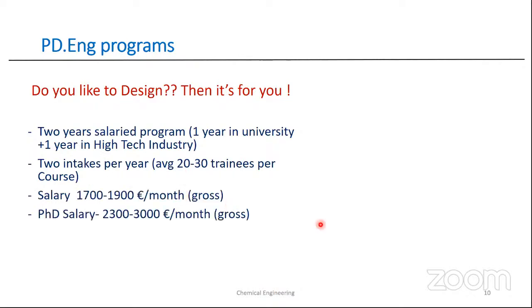And this is the salary. I've just given an idea of how the salary is. The salary for this PDEng program is somewhere between 1,700 and 1,900 euros per month. It's a gross salary, so you get around 1,700 euros in hand, and you can do the conversion. For PhD, you get more. It varies every year because it's a 4-year program. It starts from 2,300 up to 3,300.